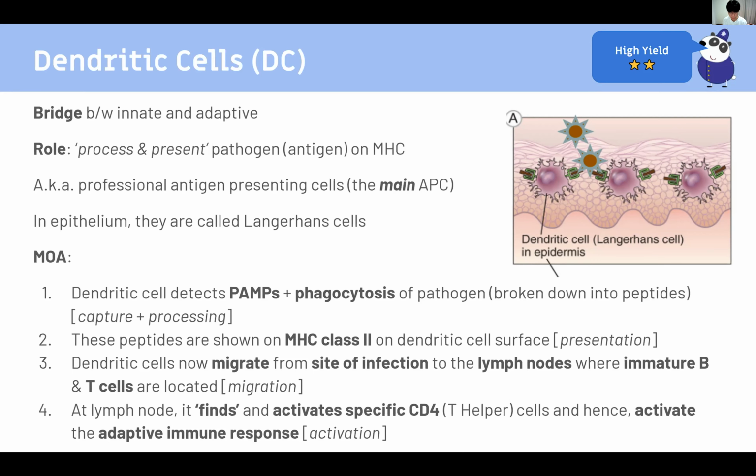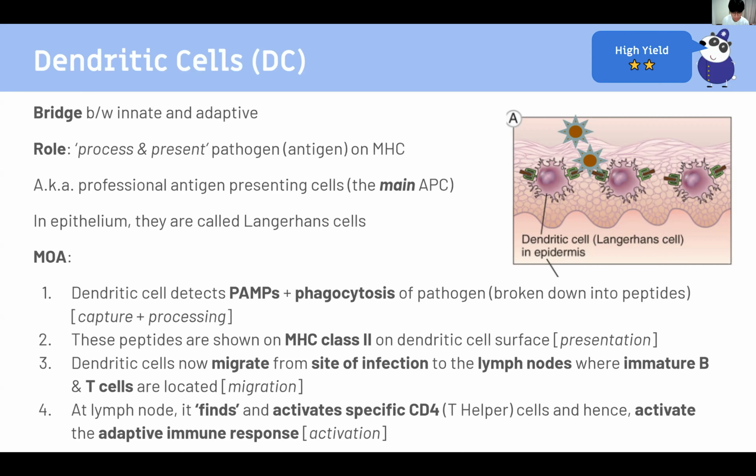The dendritic cells will migrate from the site of infection, or where they first found the pathogen, to the lymph nodes where immature B and T cells are located. At this lymph node, it will find and activate specific CD4 T helper cells, and hence activate the adaptive immune response.